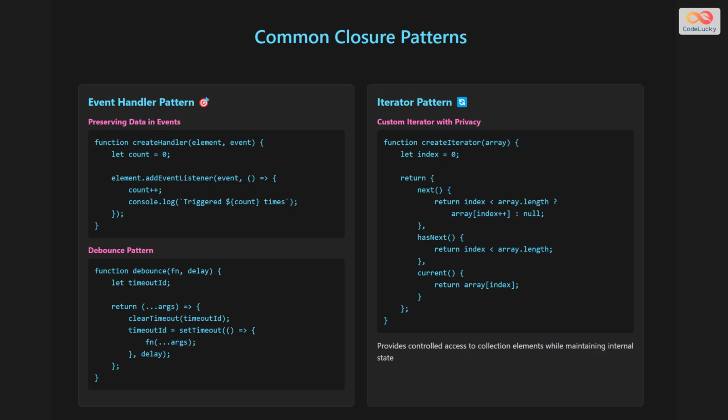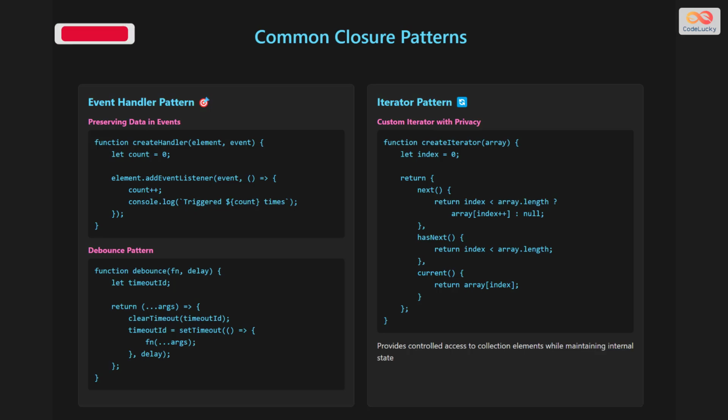Closures can also be used for debouncing, where function calls are delayed to prevent repeated triggers. The debounce function accepts a function and a delay and returns a new function. This new function uses a closure to manage a timeout ID, and it will only call the original function after the given delay has passed.